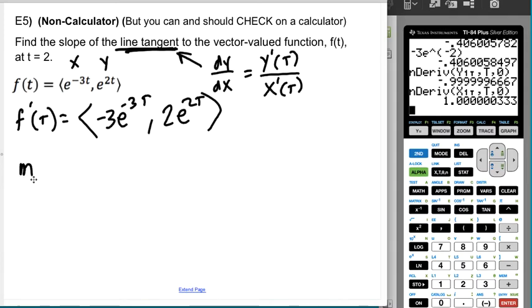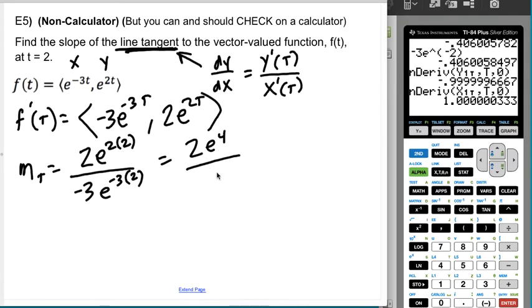So the tangent slope, evaluated at t is 2, should be this 2e to the 2 times 2 over a negative 3e to the negative 3 times 2, right? So that's a 2e to the 4th over a negative 3e to the negative 6th, which is a negative 2/3 e to the 10th, right? That's all we wanted, was the slope.